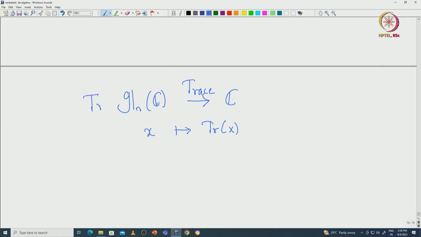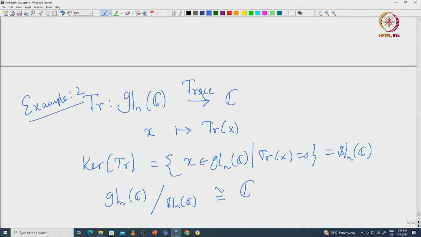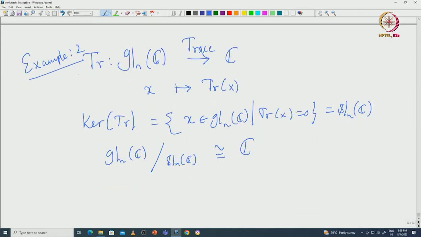Then what is the kernel of this trace map? The kernel of this trace map is nothing but those x in GL(n, C) such that trace of x is 0, which is nothing but SL(n, C). So, then using the first isomorphism theorem, we see that GL(n, C) modulo SL(n, C) is isomorphic to this one dimensional abelian algebra C. So, this is example 2. We will see later some more examples, but anyway, we will stop with this particular example.